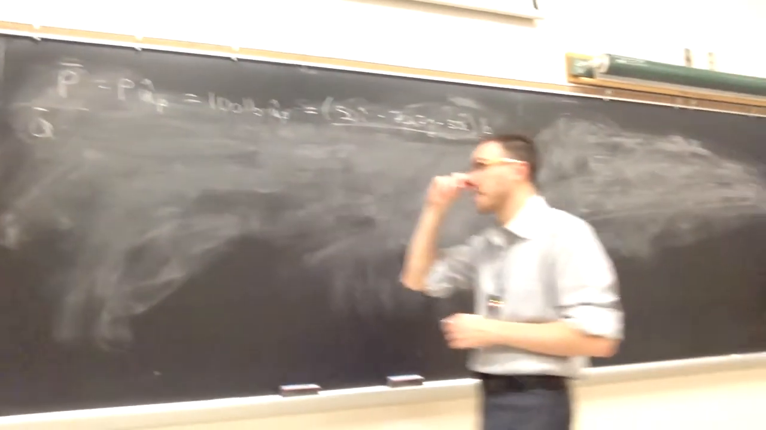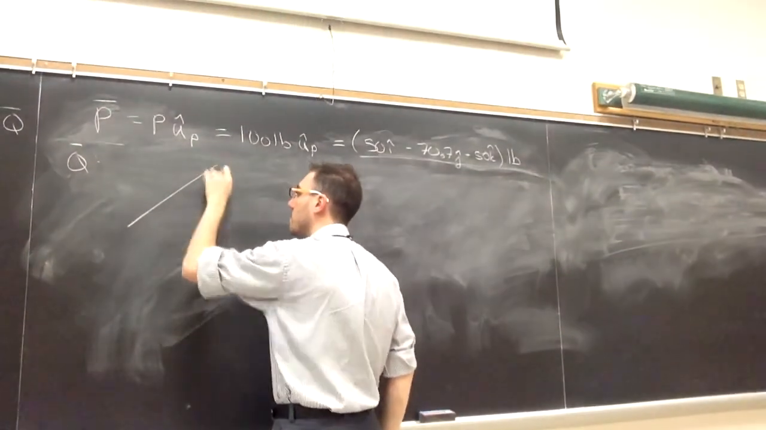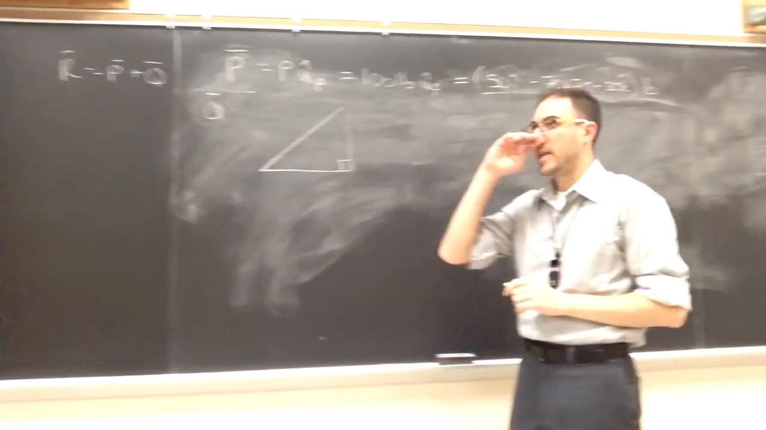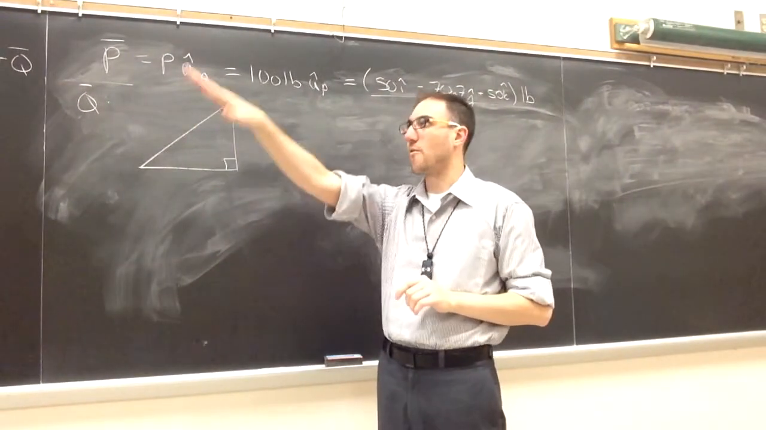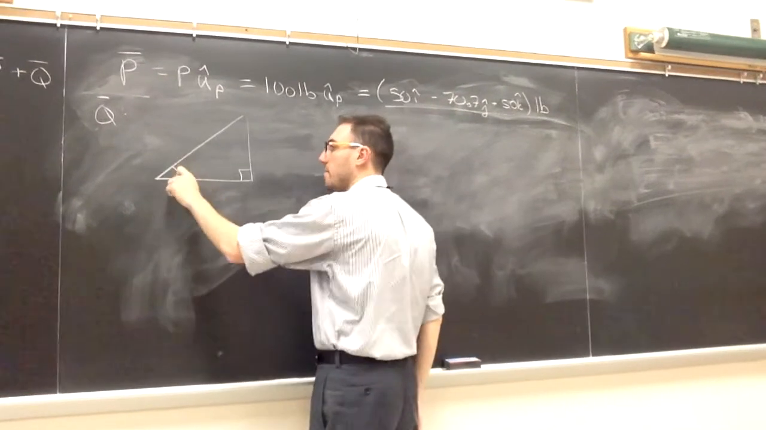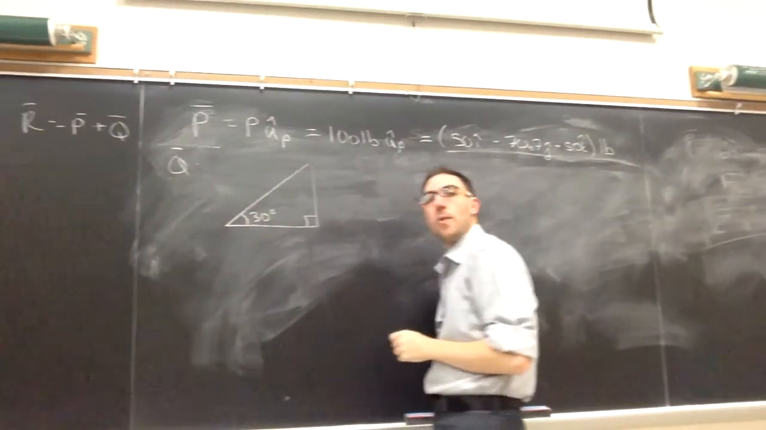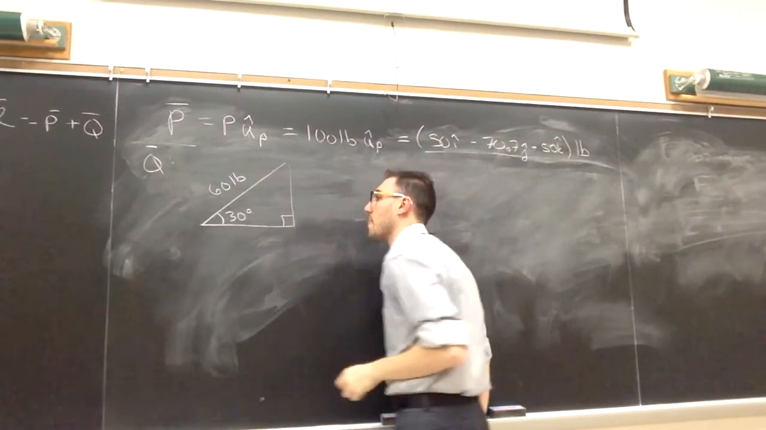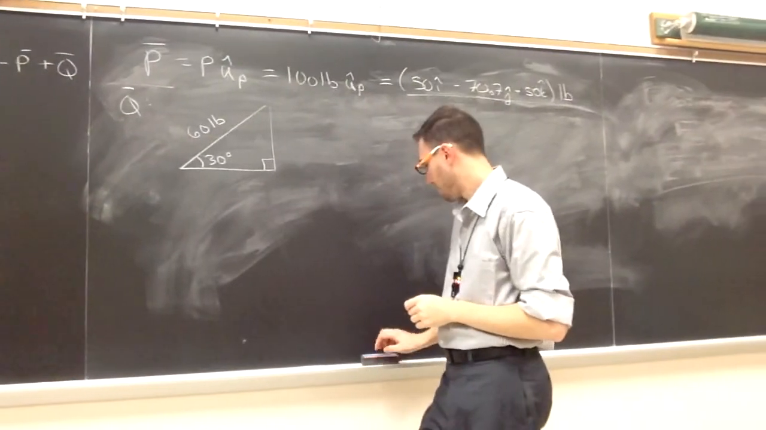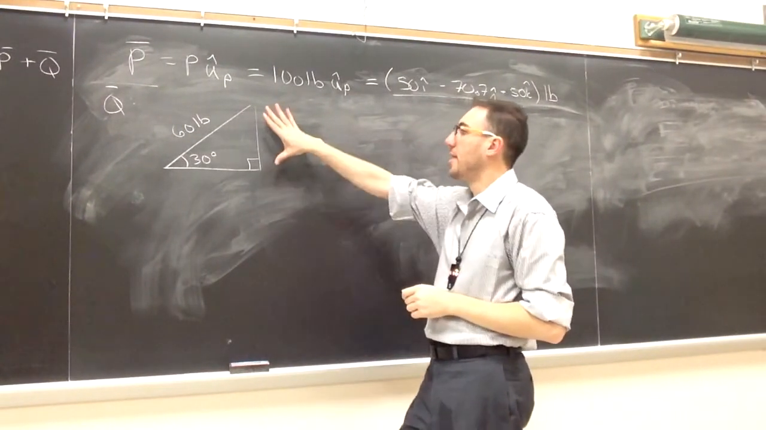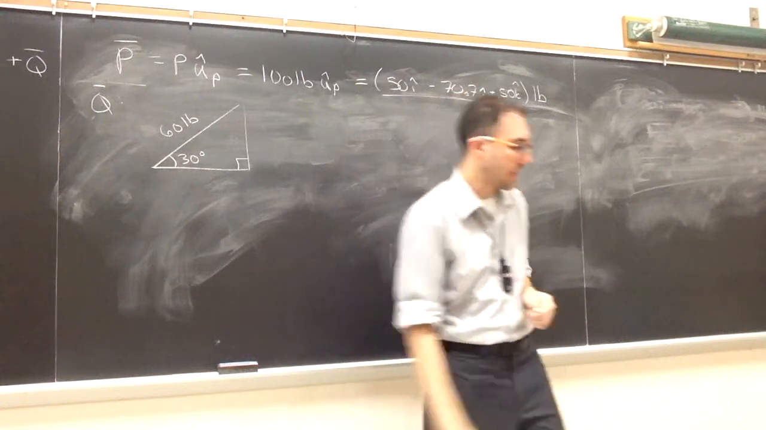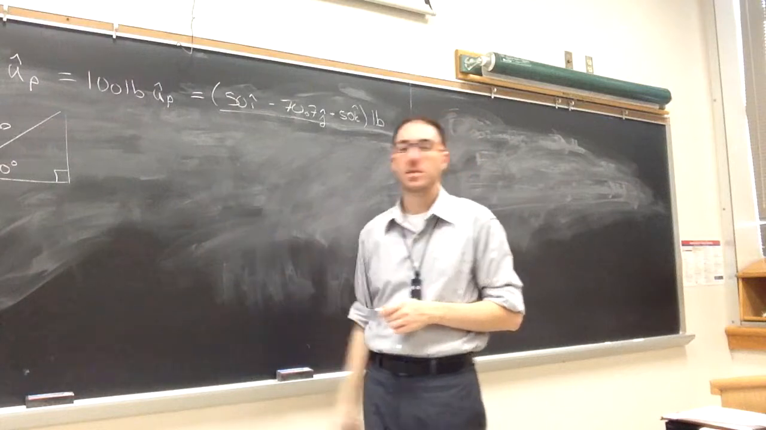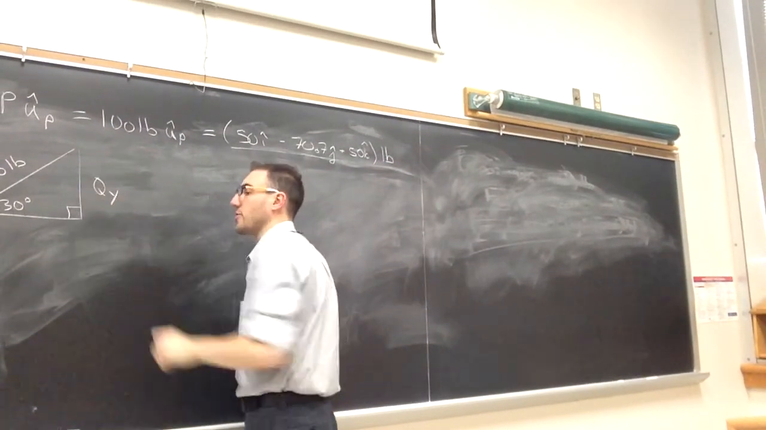So I want to start by drawing that vertical triangle. This view is if we were sitting on the xz plane and looking at this vertical triangle, this is what we would be seeing. It's 30 degrees, and we know already that the hypotenuse of this triangle is 60 pounds. This vertical leg of the triangle is parallel to the y-axis, meaning that this is how much of q is in the y direction.